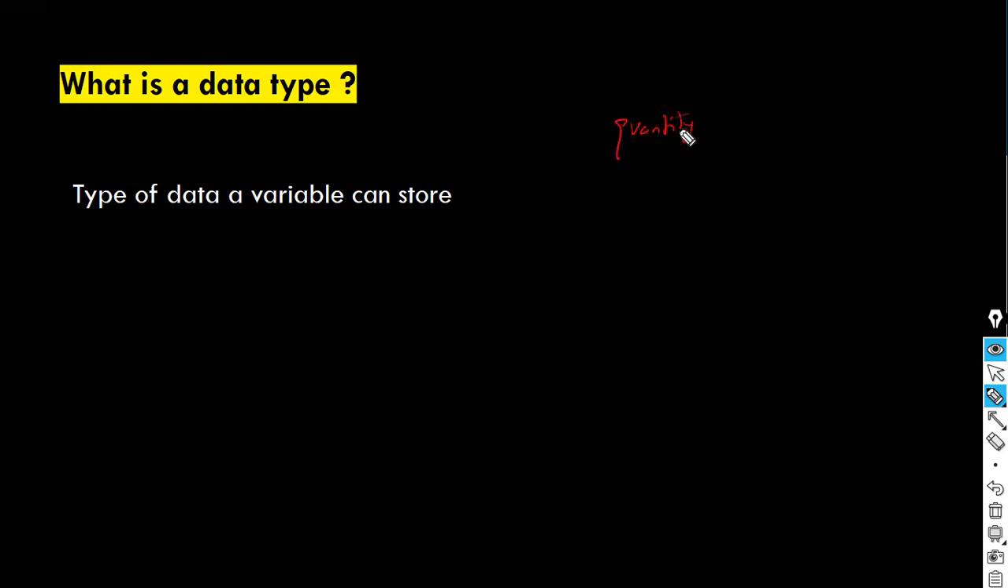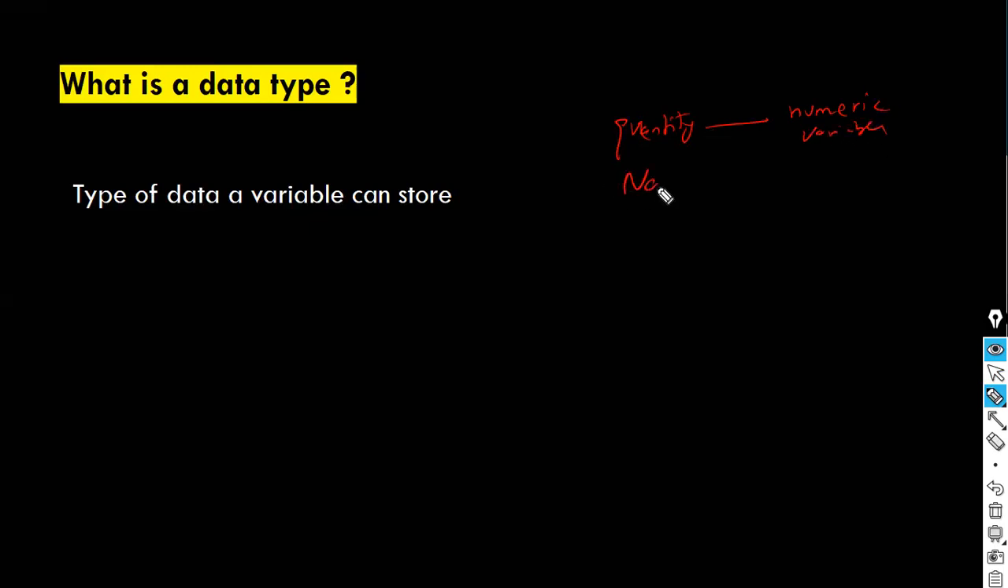Listen, I have a variable by the name of quantity. What is a variable? Variable, as the name says, can take any value. So if I say quantity, it can be any number. What number? Numeric value. Quantity is a numeric variable.